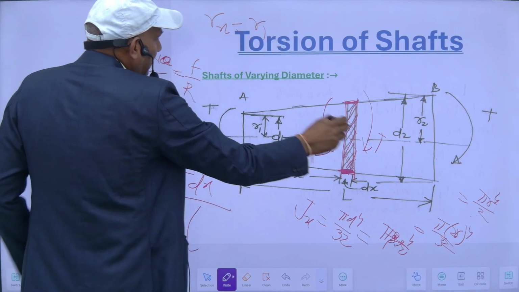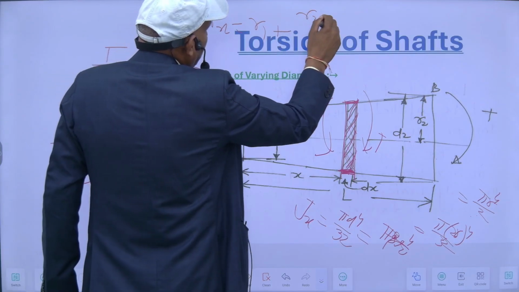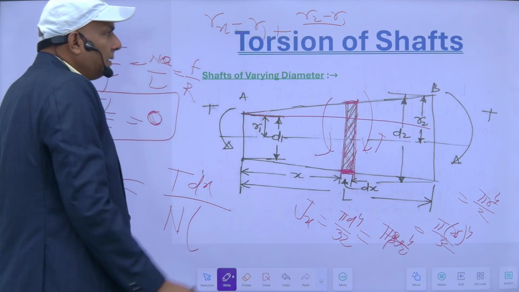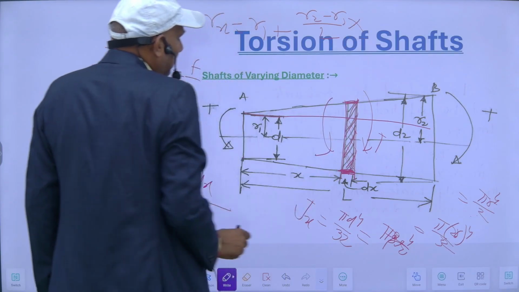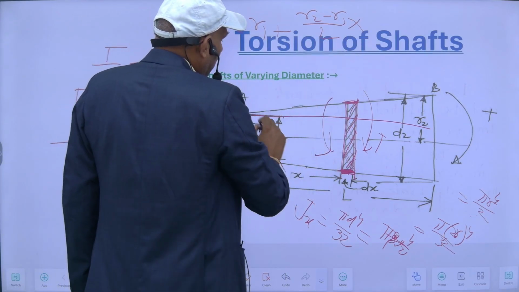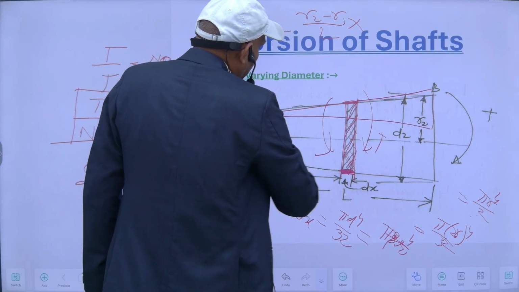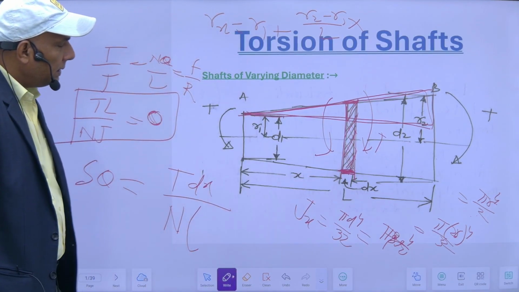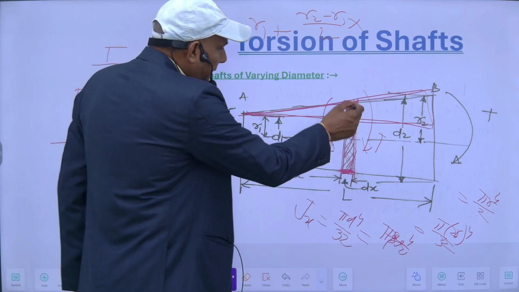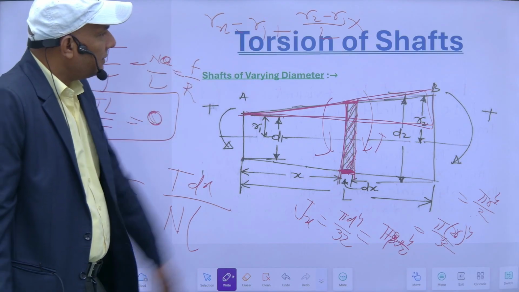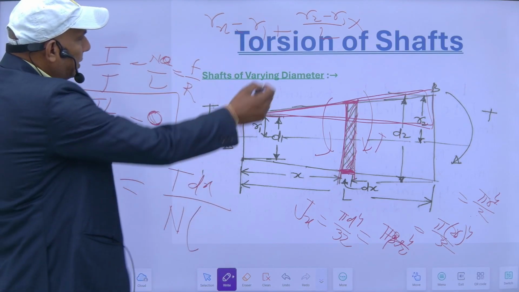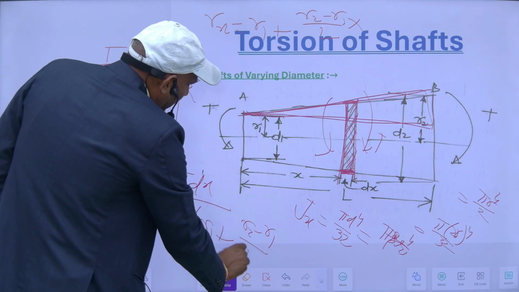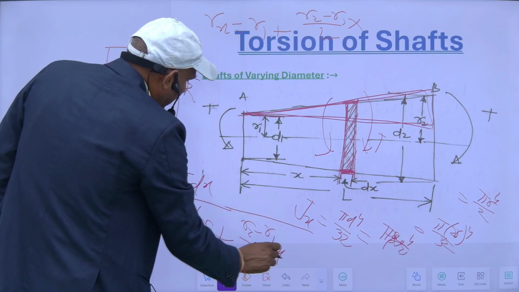r1 plus the difference r2 minus r1 divided by this length L into this x. So these are two similar triangles. One is this bigger triangle, another is this one. So from the property of similar triangles, I can find my radius here. So it will be equal to r1 plus r2 minus r1 upon L into x. So I can put the value of rx here. So it will be r1 plus r2 minus r1 divided by L into x.